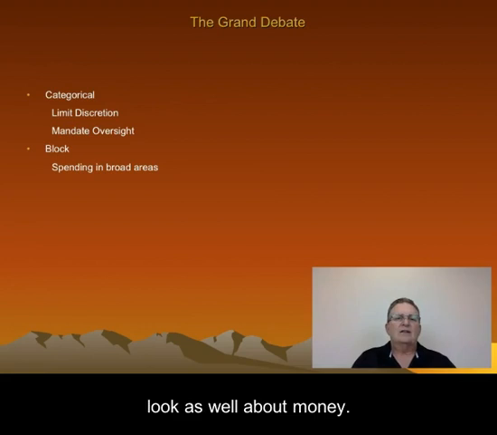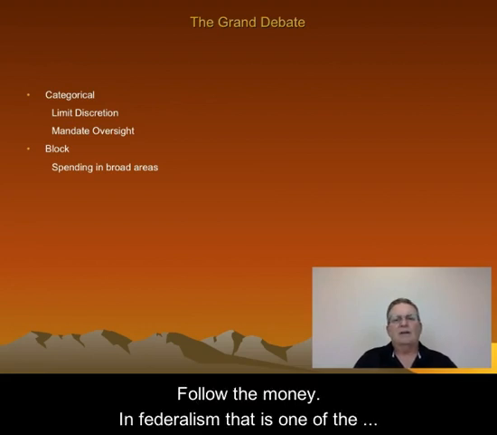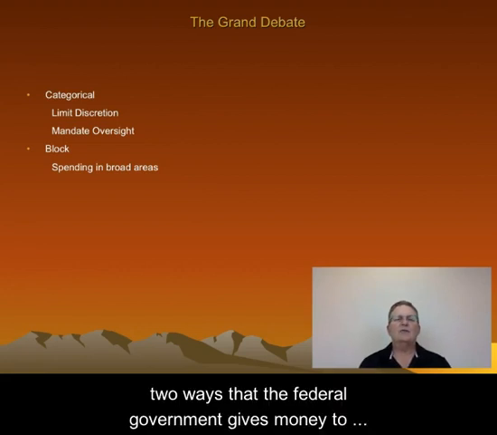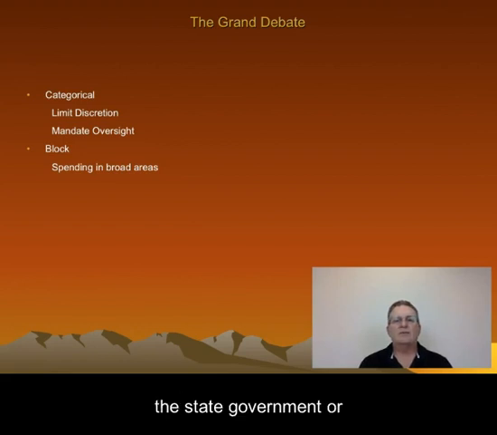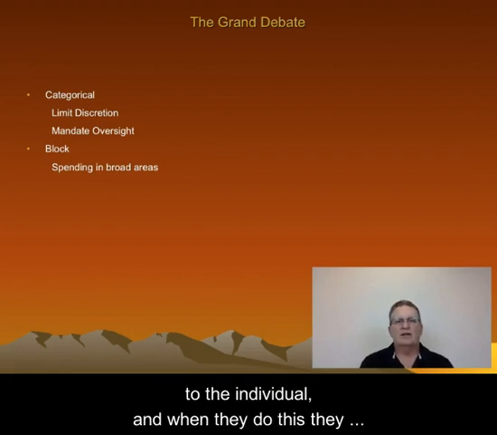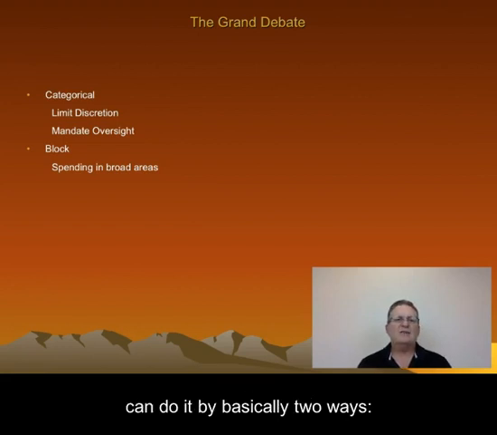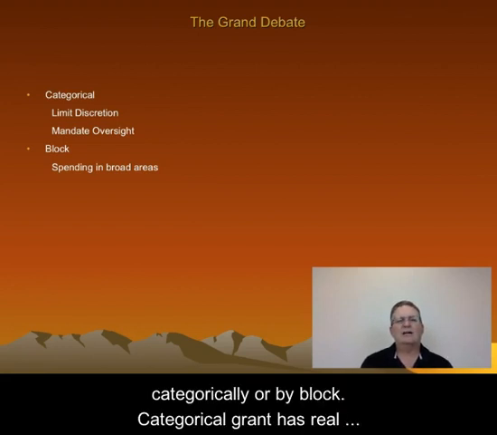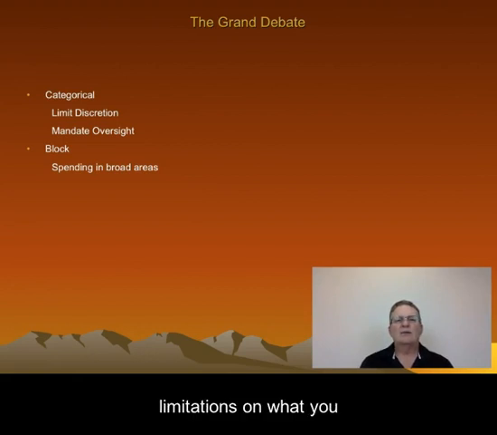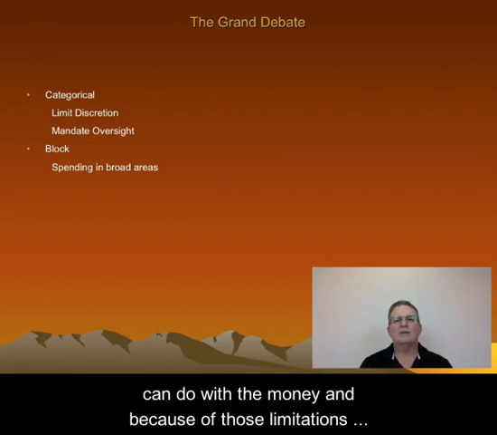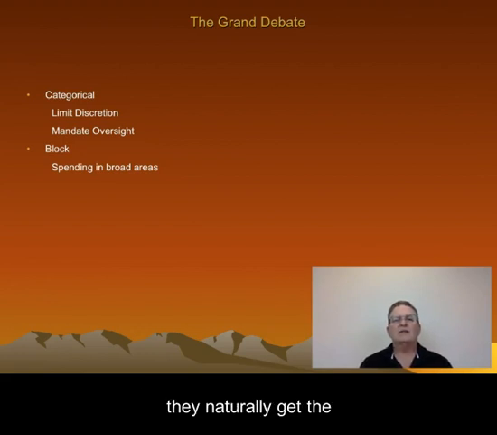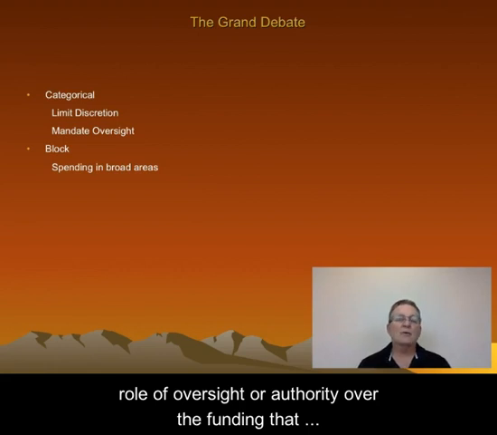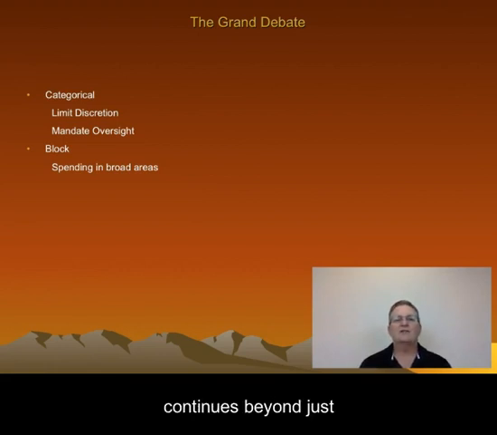Within that, we need to take a look as well about money. Follow the money. In federalism, that is one of the major aspects because we have two ways that the federal government gives money to the state government or to the individual. And when they do this, they can do it by basically two ways, categorically or by block. Categorical grant has real limitations on what you can do with the money, and because of those limitations, they naturally get the role of oversight or authority over the funding that continues beyond just granting it.